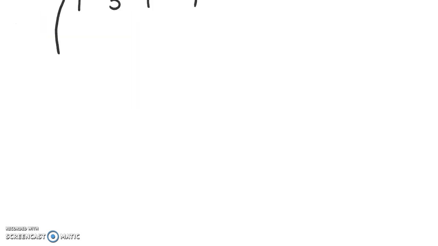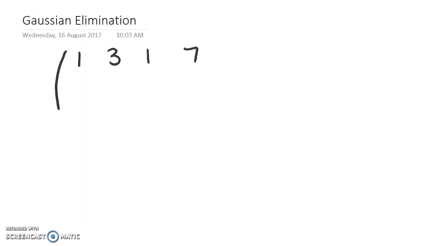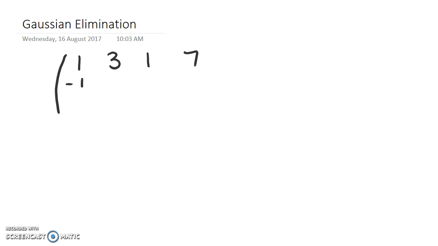In this video, I'll go through an example of Gaussian elimination on a system of linear equations. So the first thing I'm going to write down is the augmented matrix form of my set of linear equations. In this case, we're working with 1, 3, 1, 7; -1, -2, 3, 1; 2, 7, 7, 24.